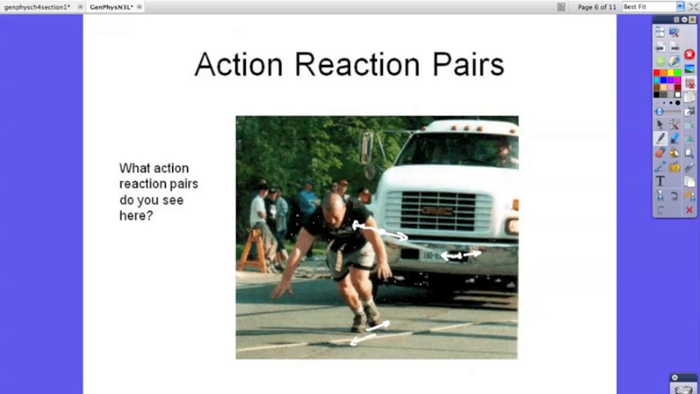Look at this guy. He's pushing down on the bench, and the bench is pushing back up on him. Can you see anything else? I didn't mean to write that last thing. The car's tires, they're pushing back on the road, and the road's pushing forward on them. So do you see how it works? Okay.